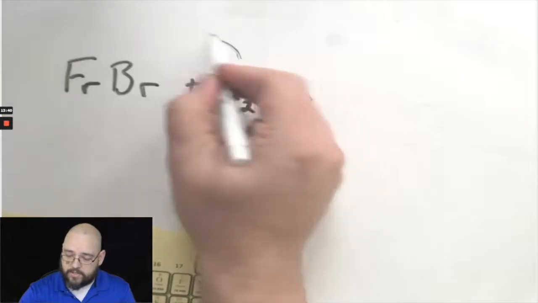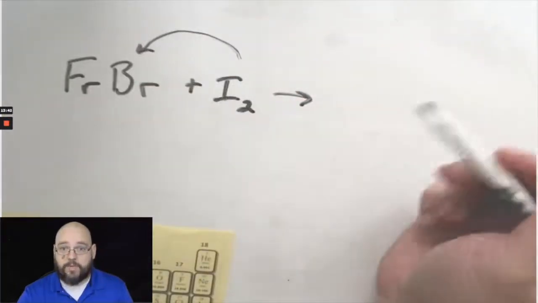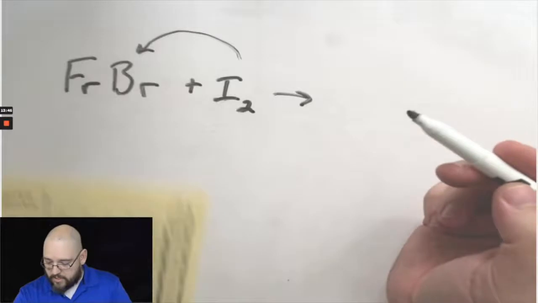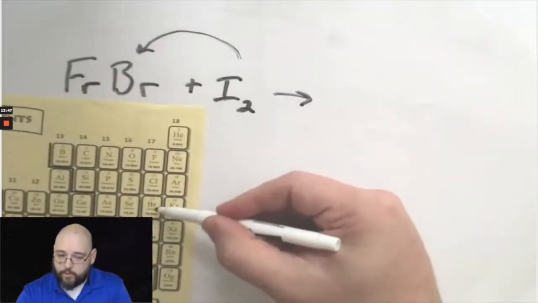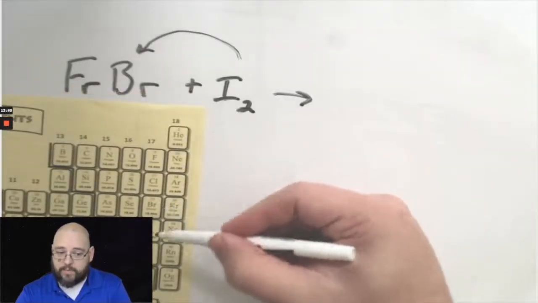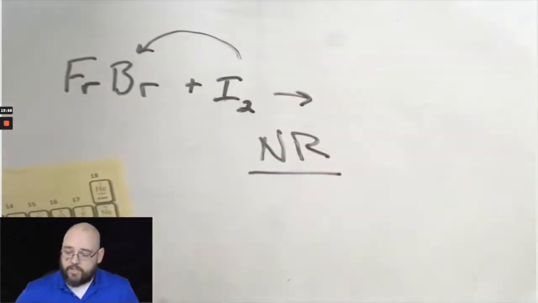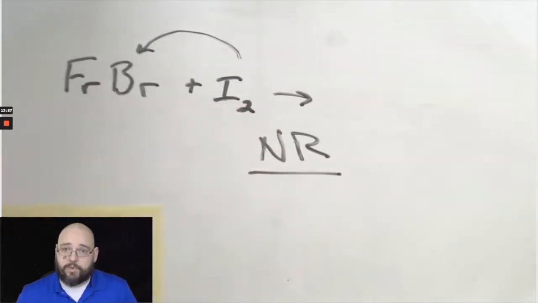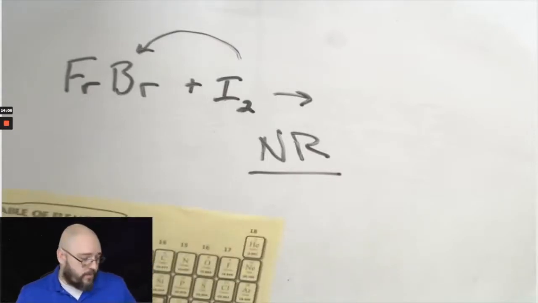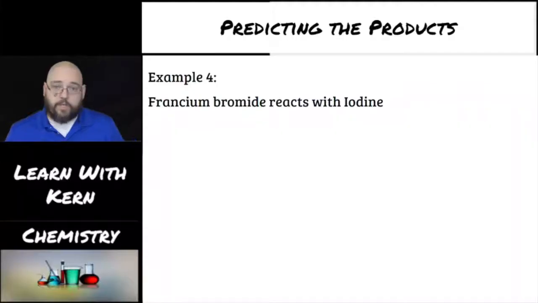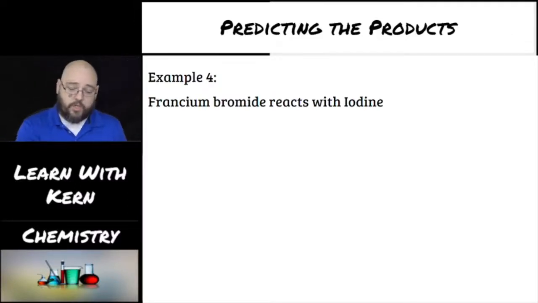All right, and so I need to look at the periodic table. Iodine is a nonmetal, so it's going to try and replace the bromine, the other nonmetal. But iodine is below bromine, so iodine cannot replace what's below it. So that means no reaction occurs because iodine can't replace bromine, so there is no reaction here. Nothing happens. If I put francium bromide together with iodine, nothing's going to happen. So there you go. Looking at the activity series makes a difference as to whether or not the reaction actually occurs.